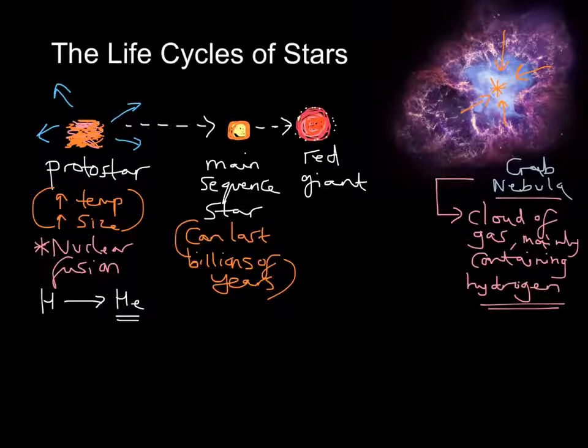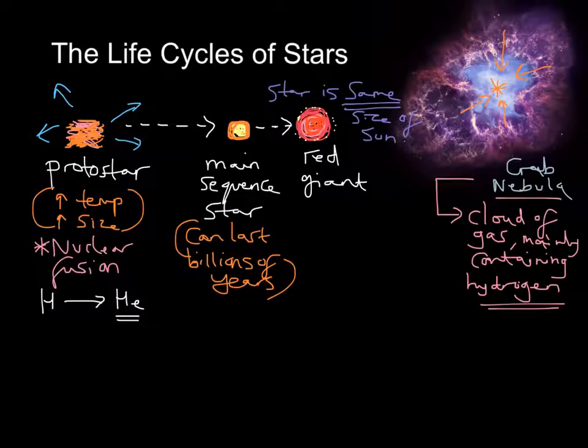Now this route you only take if the star is about the same size as the sun. So we're just going to make a note of that because that's really, really important. This route that I'm describing now is if the star is roughly the same size of our sun. So this, I said, is called a red giant.